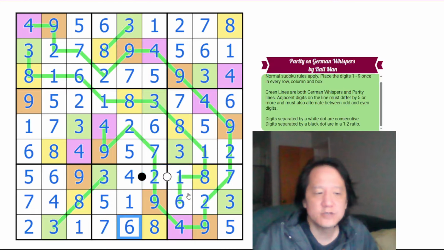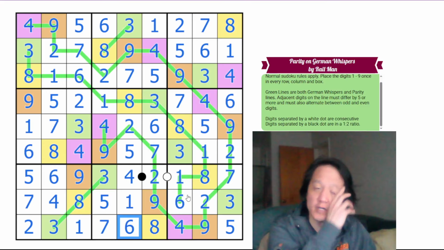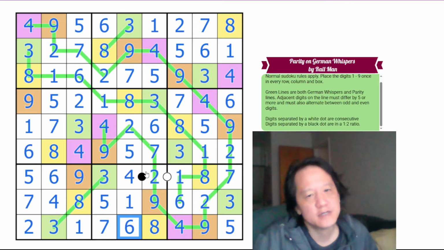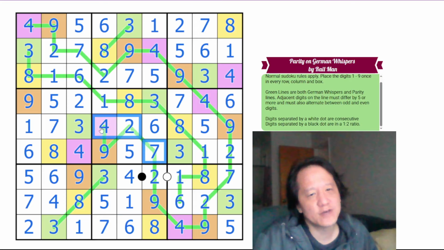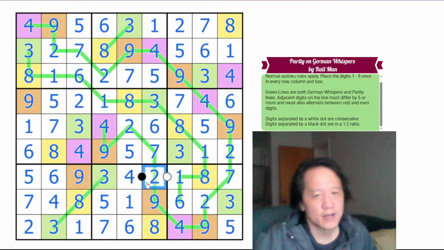And that's how you solve this puzzle. It's slightly more difficult than easy, but I guess you could count this as easy because you just have to have some knowledge of how to use these situations, I guess. I'm not sure how I would grade this.